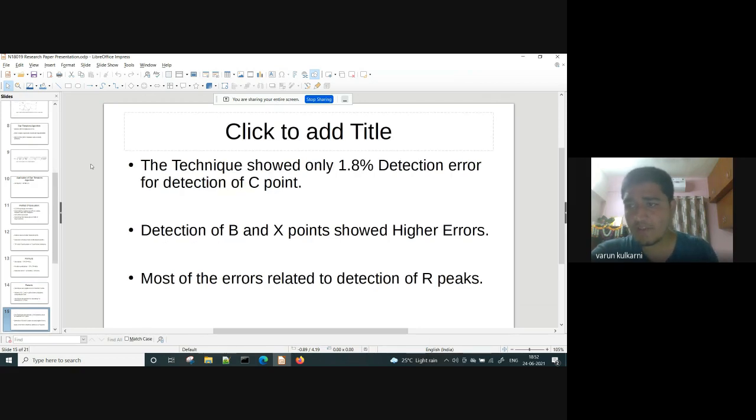Quantitative evaluation was carried out by calculating the performance indices. The values of the indices for the detection of the B, C, and X points using the unprocessed as well as the denoised waveforms have been given. For the detection of the C point, the technique showed excellent sensitivity of 99.4% and a very low detection error of 1.8% in the unprocessed as well as the denoised signals. Somewhat higher errors were observed in the detection of the relatively less distinct B and X points. The results for the unprocessed ICG and the denoised ICG were almost similar.